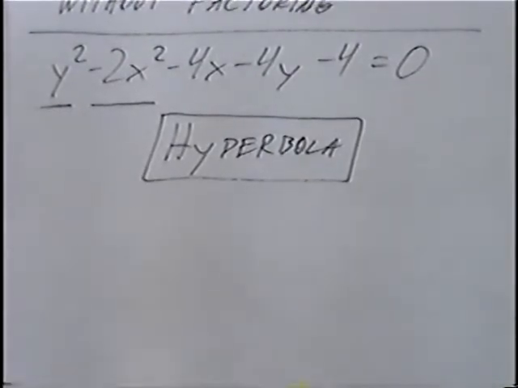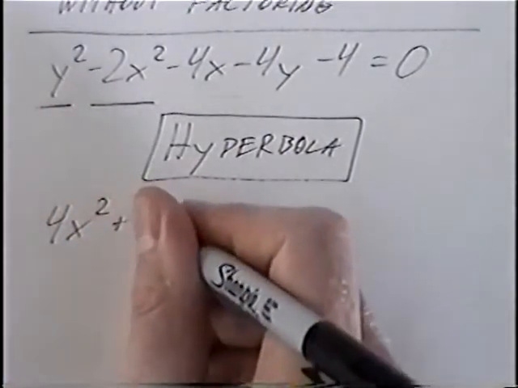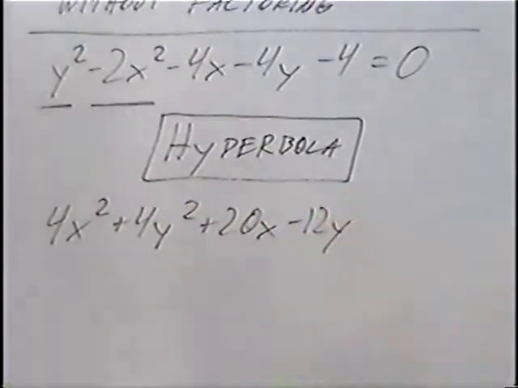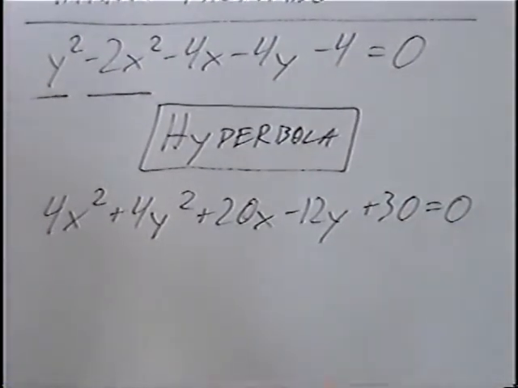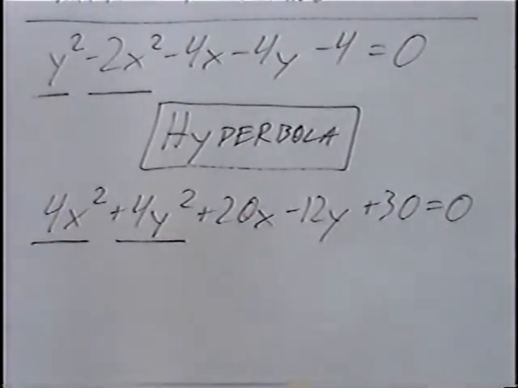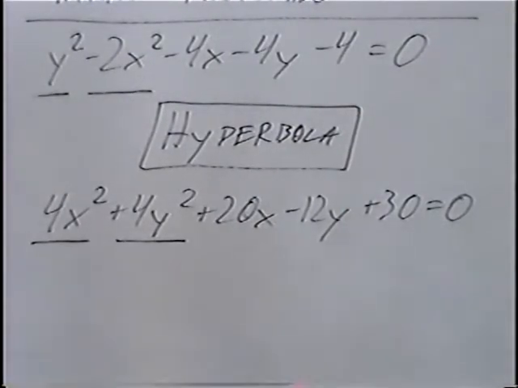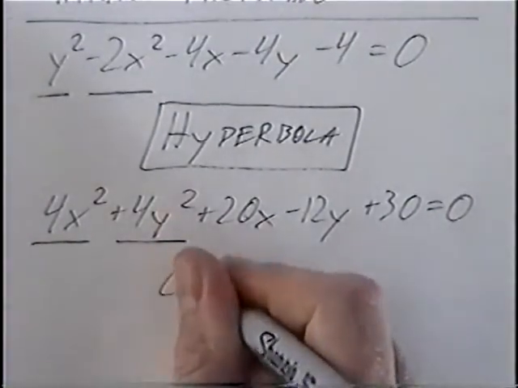Second equation we'll look at, and last equation for the section: 4x squared plus 4y squared plus 20x minus 12y plus 30 equals 0. And again, by looking at the equation, we can tell what type of graph this would be. Looking just at the variables that are squared, we have 4x squared and 4y squared. Both of them have the same signs and same coefficients. If both have the same coefficients and are both positive, this graph would be a circle.